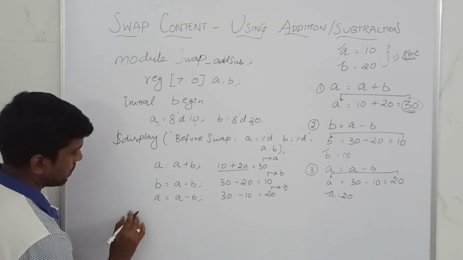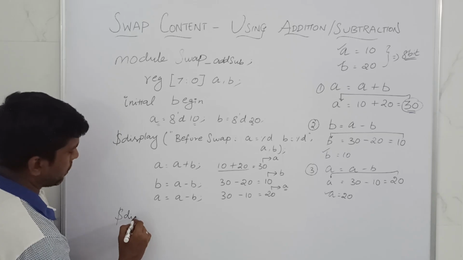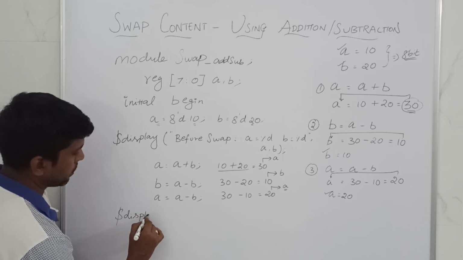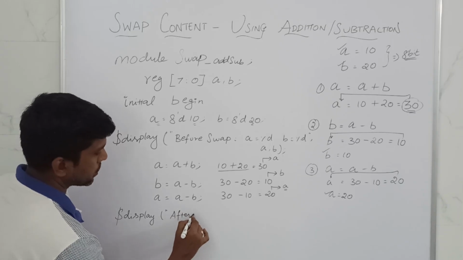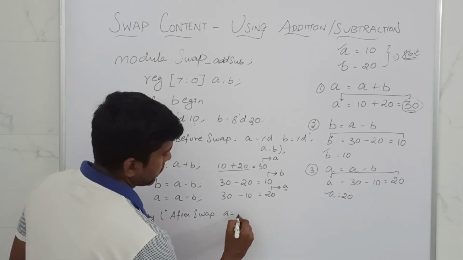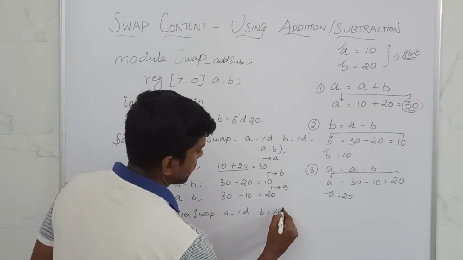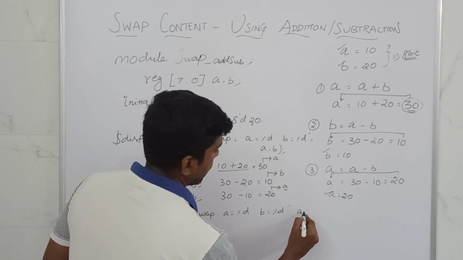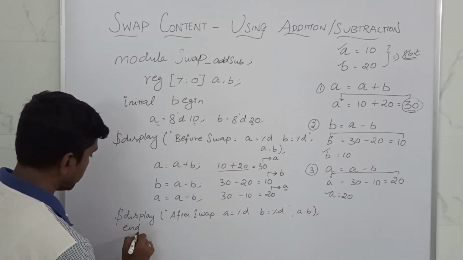Then the swapped values I display on the monitor by using the statement $display. After swap, A equal to %d, B equal to %d, A comma B. Then end module.